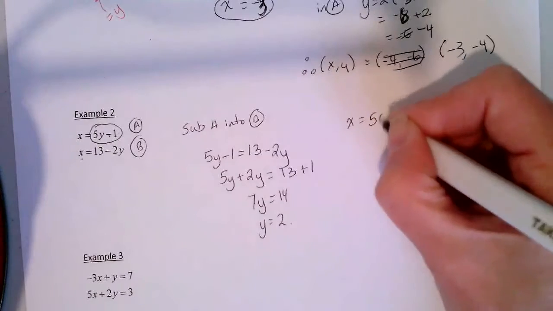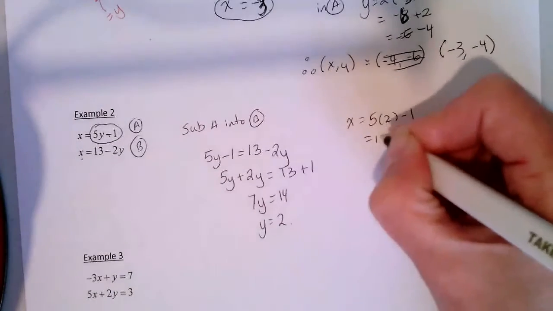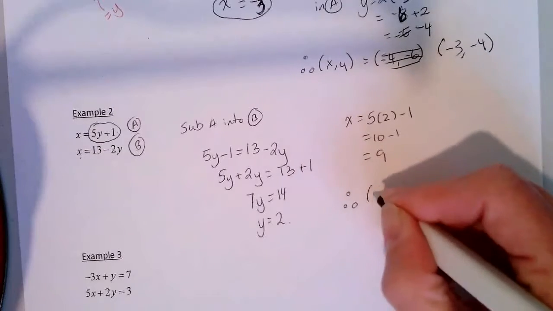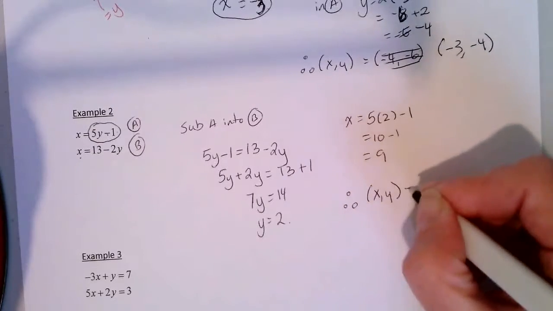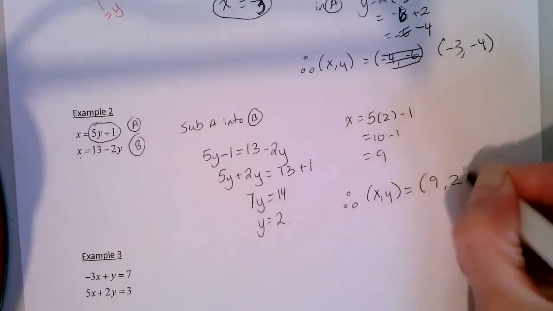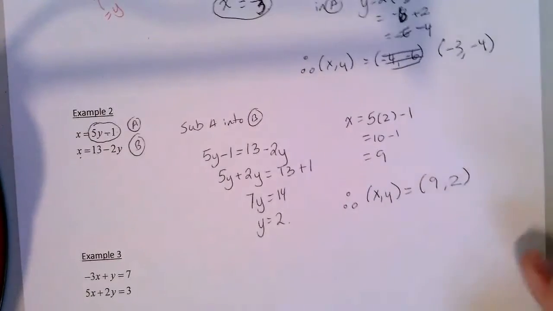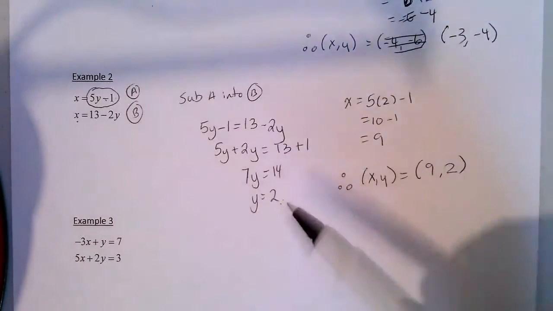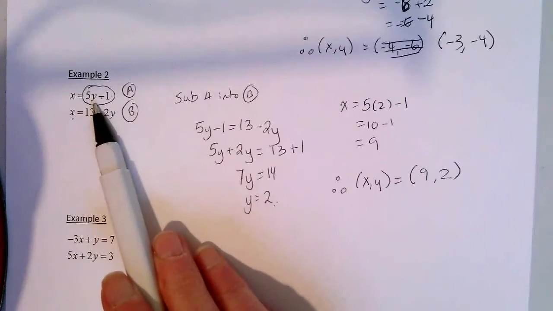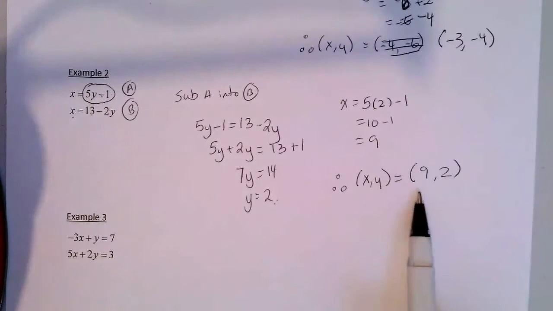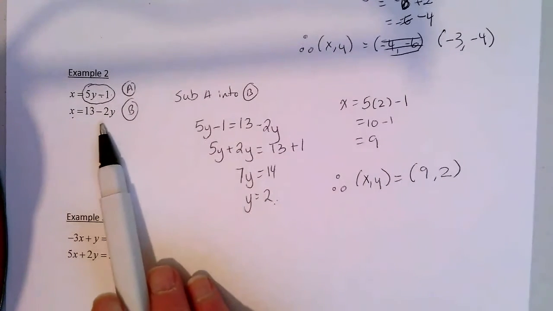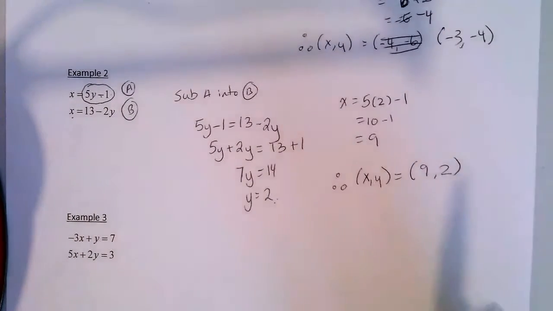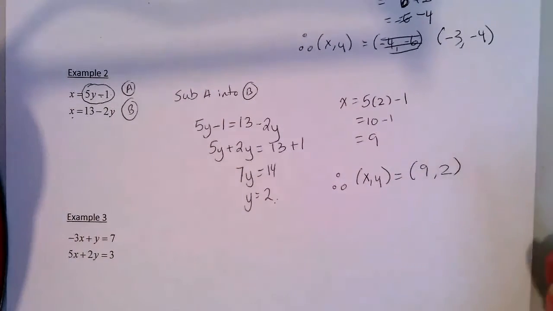X will equal 5 times 2 minus 1, so 10 minus 1 is equal to 9. So our solution should be (x, y) equals (9, 2), because we always start with the x. And then we can go through and do a quick check. If y is 2, 5 times 2 is 10, minus 1 gives me the 9. 13 minus 2 times 2 would be 13, take away 4 is equal to 9. So I'm feeling good about my solution.